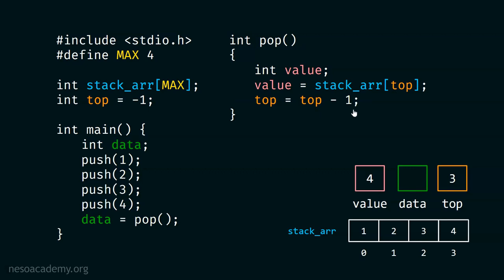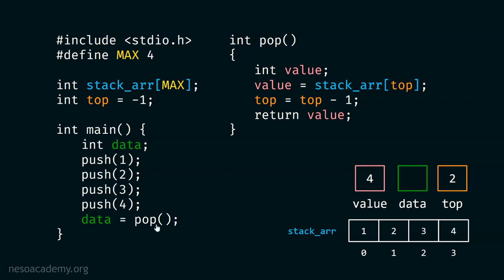Here you can see it is important to decrement the value of top by 1. This will give the user an illusion that the topmost element is deleted and now the topmost element is at index 2. So let me just replace this by 2, right? And this is the only step required. After this, we'll simply return the value back to the main function, back to the caller.